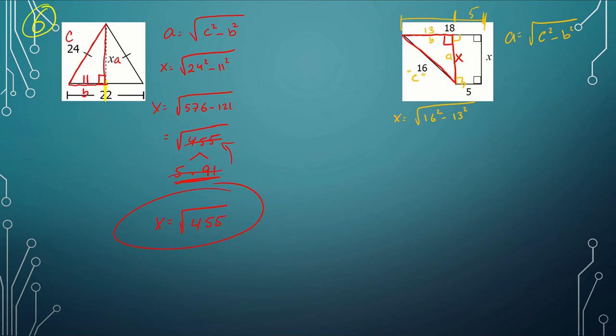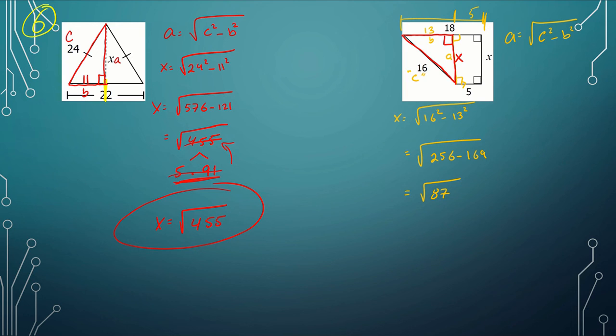And so 16 squared, or 16 times 16, is 256. And 13 squared is 169. So 256 minus 169 gives us 87.